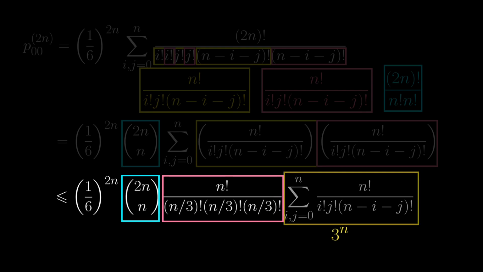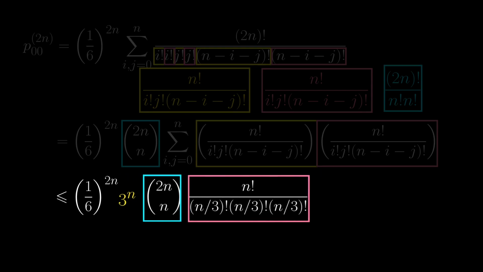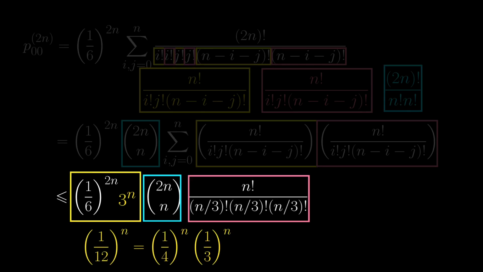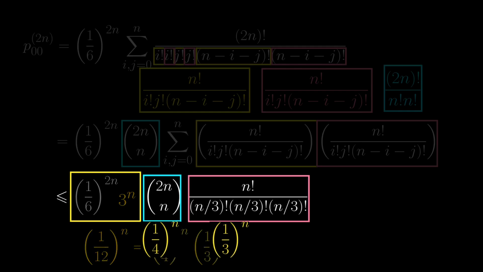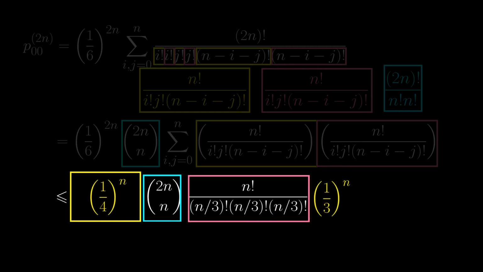This 3 to the n can combine with a 1/6 to the 2n in front and give 1/12 to the n, which we like to separate into a quarter and a third, both to the n. For reasons that will be clear, we separate these two factors like so.